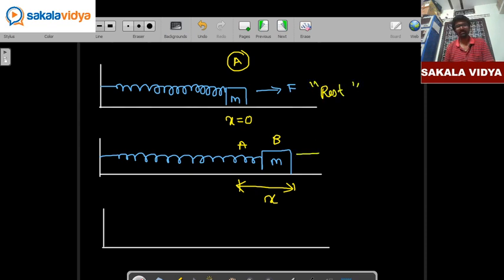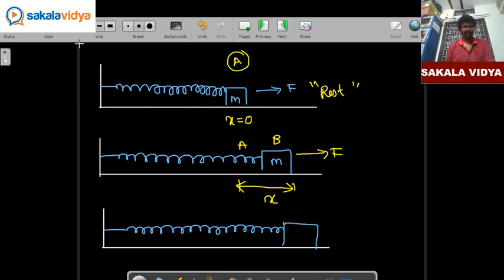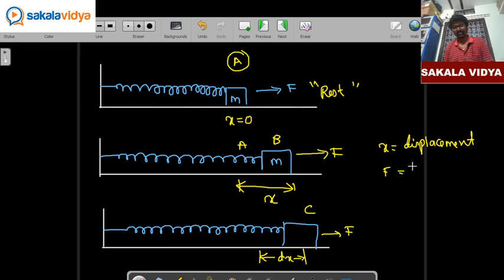So when you apply a force, it is going to make some displacement. If you apply some little amount of force, again there is a small change in its displacement, and it is going to reach a position C by the application of force. So this small displacement let us take as dx, small force let us take as dF, where x is nothing but displacement, F is nothing but applied force.